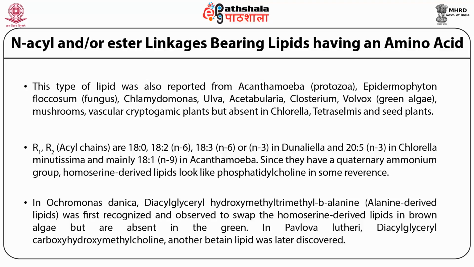In Ochromonas danica, diacylglycerol hydroxymethyl trimethyl beta-alanine, or the alanine derived lipids, was first recognized and observed to swap the homoserine derived lipids in brown algae, but are absent in the green. In Pavlova lutheri, diacylglyceryl carboxyhydroxymethylcholine, which is another beta-N lipid, was discovered.